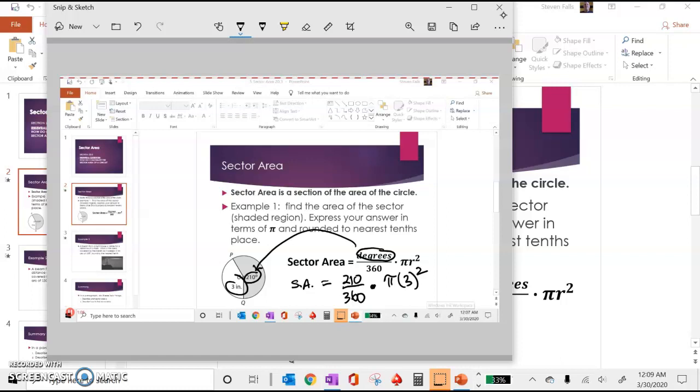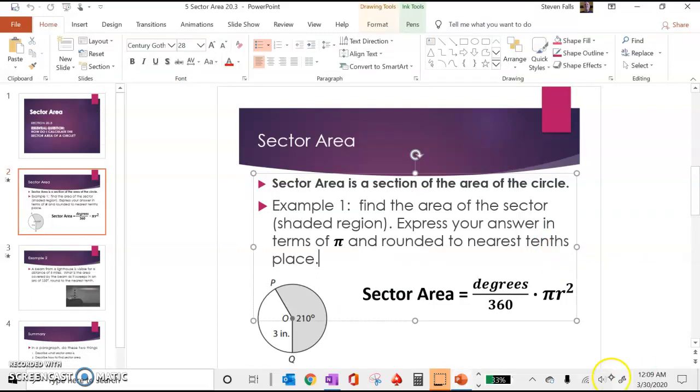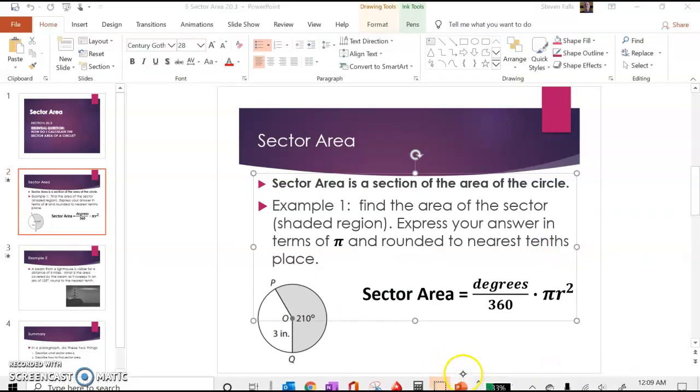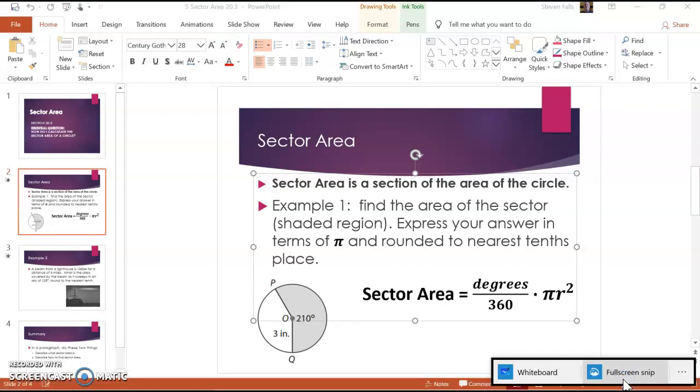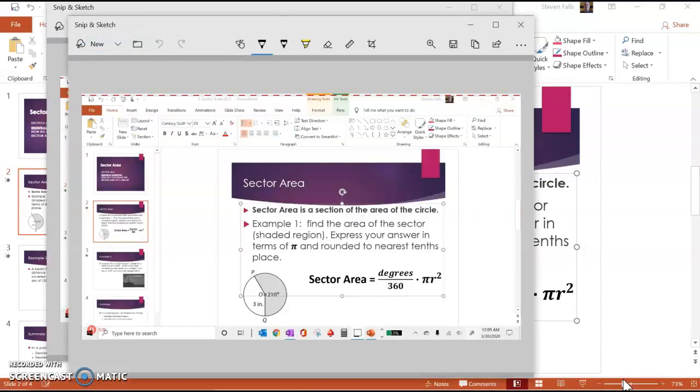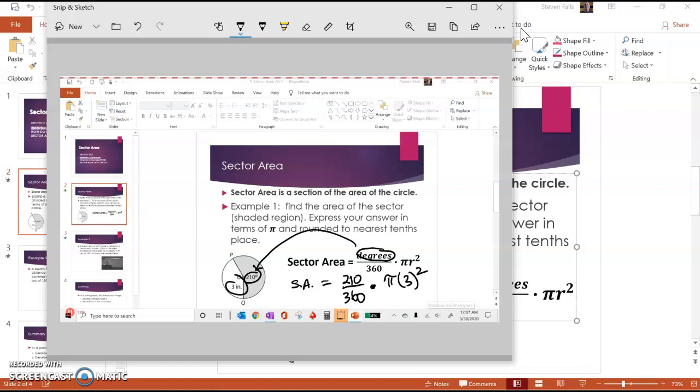I'm going to go up here to the right because I have a little more room. Oops, let me pull that back up, sorry. I don't know where it went. There it is, it's back.